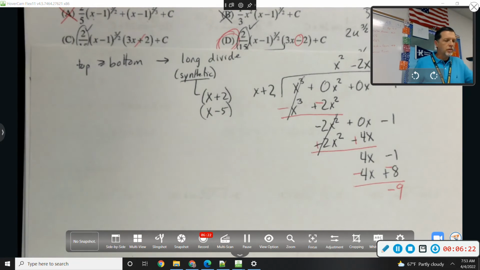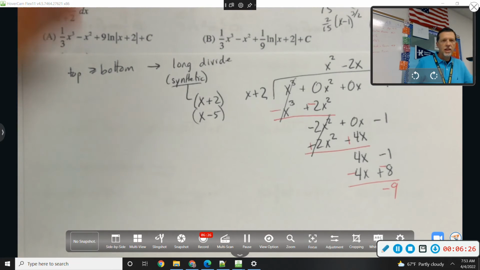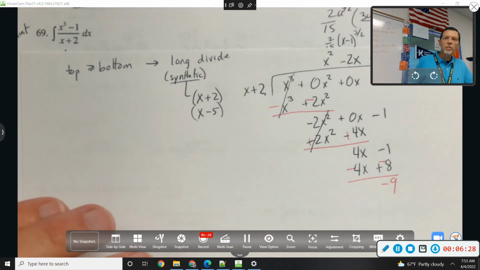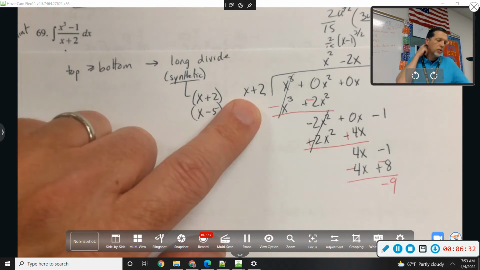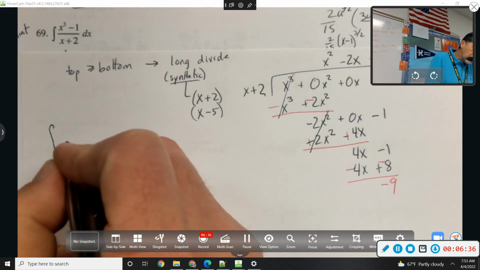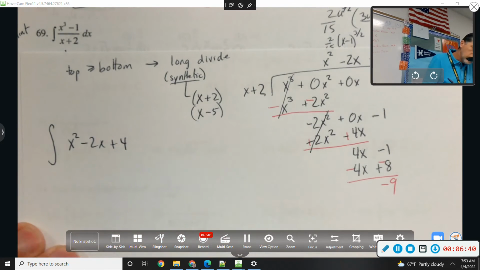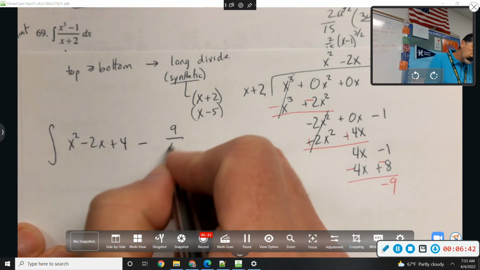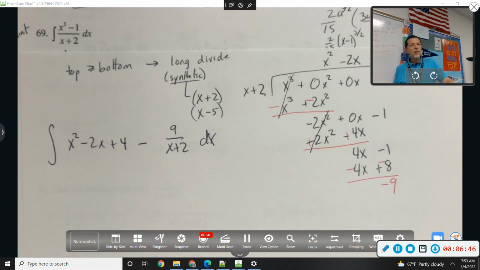What do I do with negative 9? Put it over x plus 2. Put x plus 2 in the bottom. So we're going to take the integral of x squared minus 2x plus 4 minus 9 over x plus 2 dx. And that's exactly right. That was just the algebra. We haven't even done calculus yet.